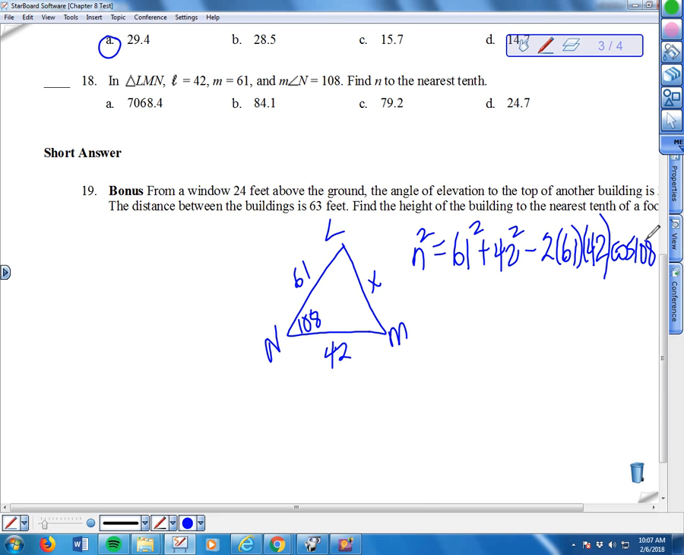I just plug it in. 61 squared plus 42 squared minus 2 times 61 times 42 times cosine 108 is 7,068. And then I have to take the square root of that. 84.1.